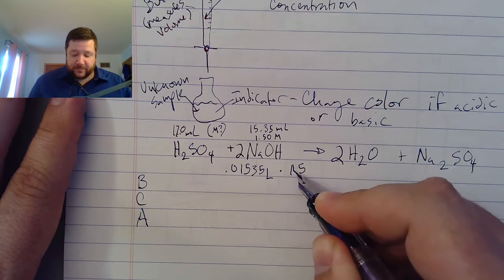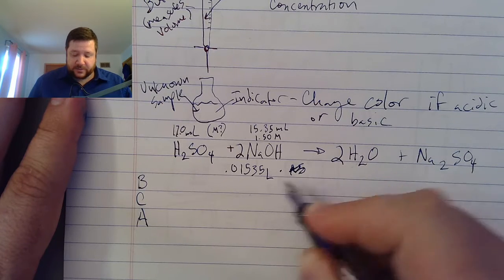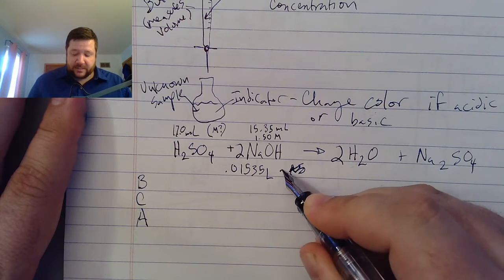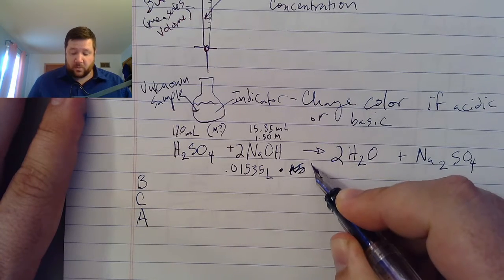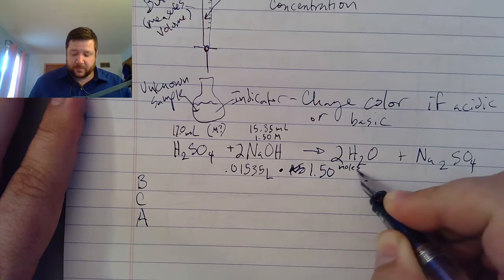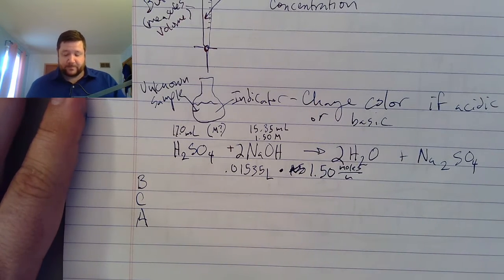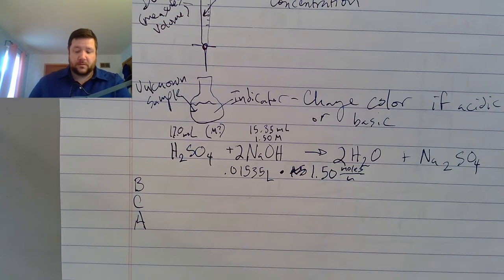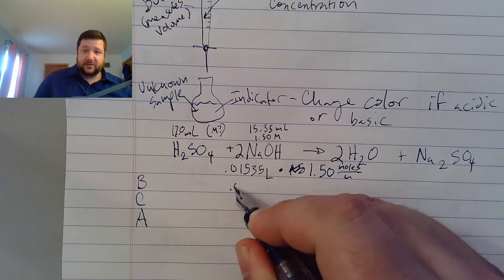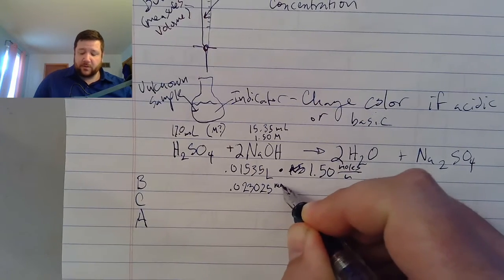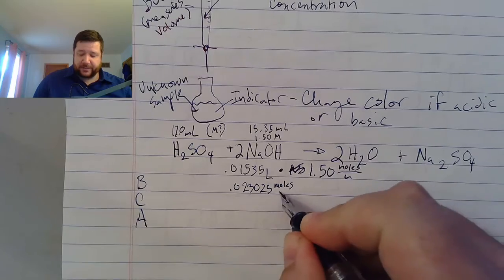Okay, so if we go here, I'm going to convert this to liters, so 0.01535 liters, and then that's going to be times 1.50 moles per liter. If we do that math, we get 0.023025 moles of NaOH.